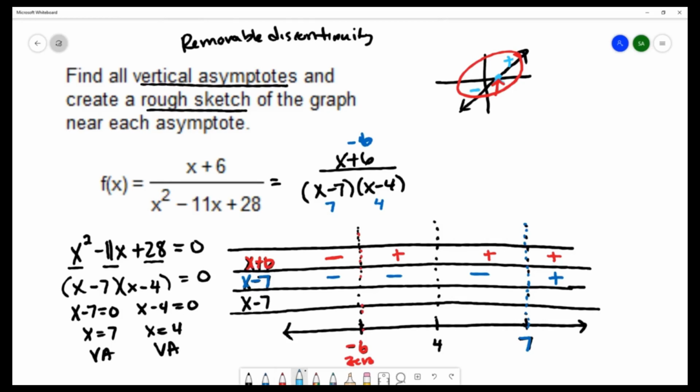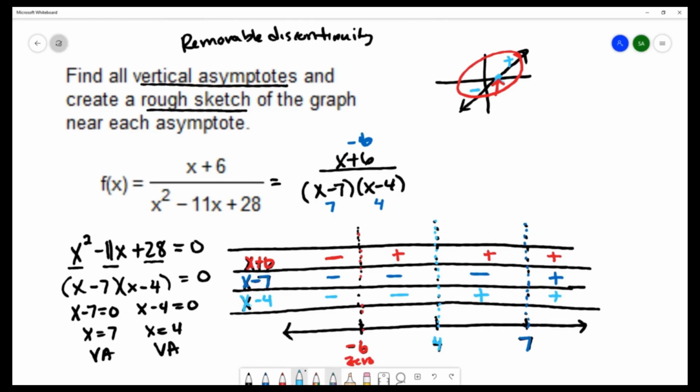Then we have a factor of x minus 7, which, oops, I wrote the same factor twice, so this should be x minus 4. And x minus 4 has a 0 of 4, and it will change signs over that 0. So to the left of it, we have negative, and to the right of it, positive. So we do that for each factor, and then we're going to multiply all the signs together.